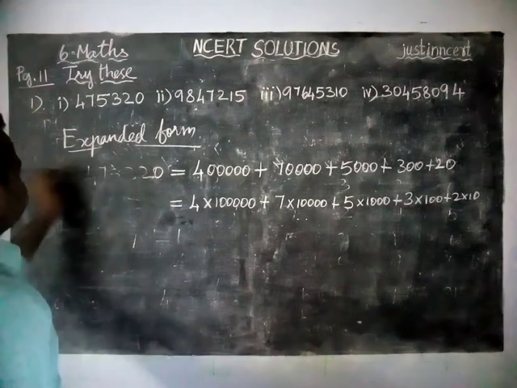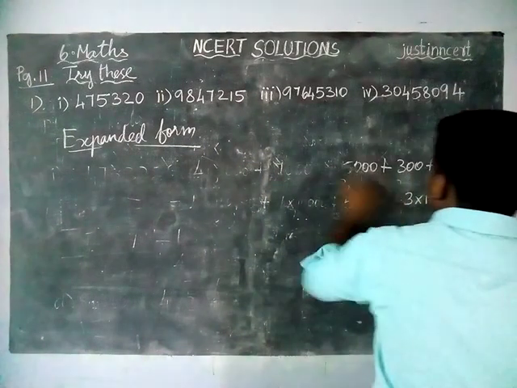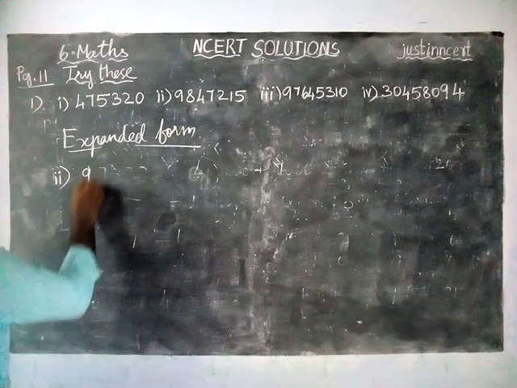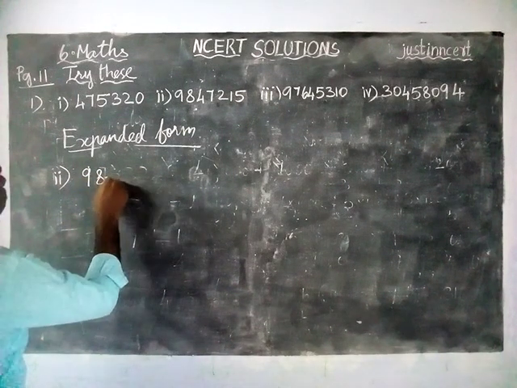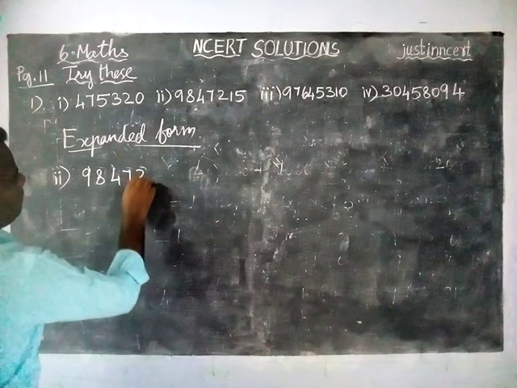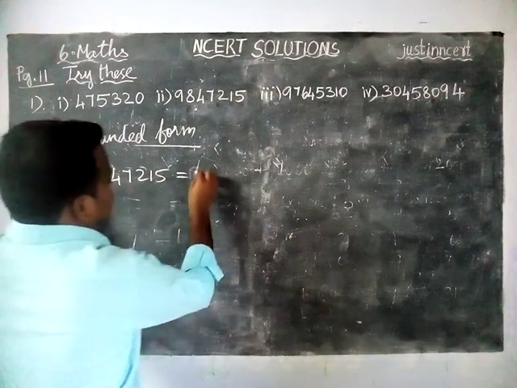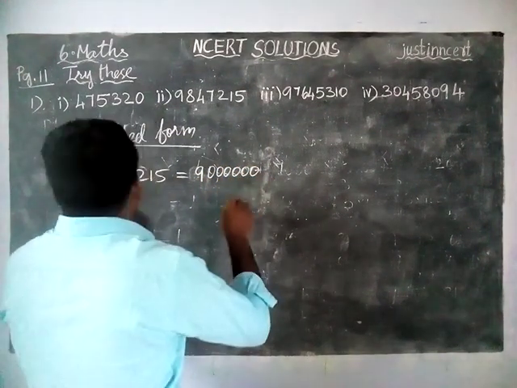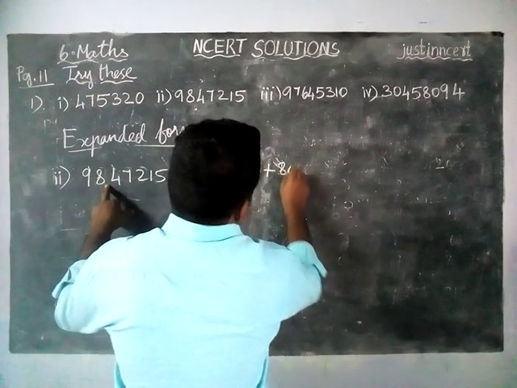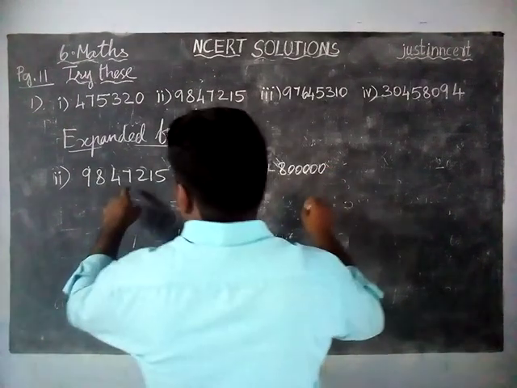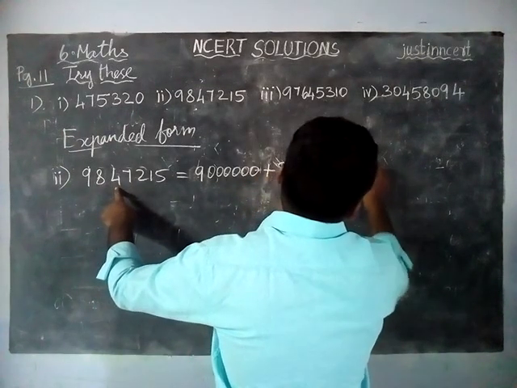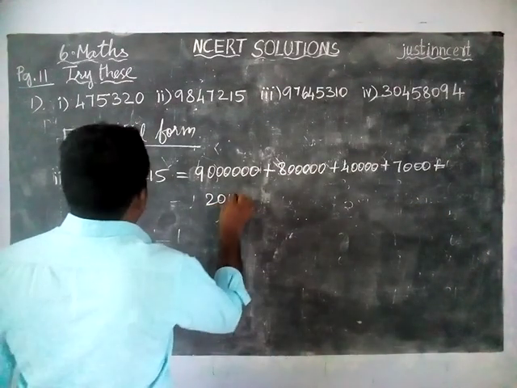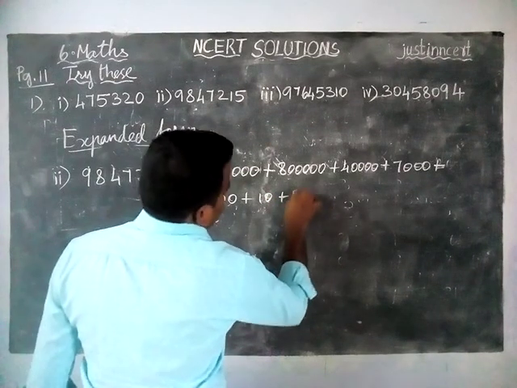Next, the same model we are going to try for the number 98,47,215. Second sum, 98,47,215 is equal to 98 lakhs. So 90 lakhs plus 8 lakhs plus 40,000 plus 7,000 plus 200 plus 10 plus 5.